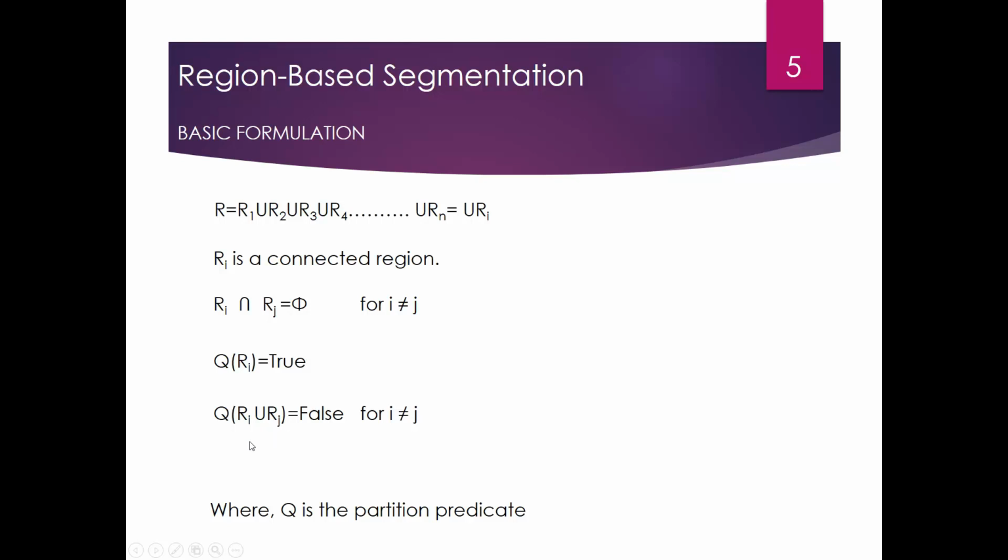For example, if you are considering two regions R1 and R2, and in region R1 all the pixels have intensity values between 100 and 120, then that predicate holds for region R1, but it is not true for region R2. That means all the points belonging to a particular region must be similar, and the points belonging to two different regions are dissimilar.